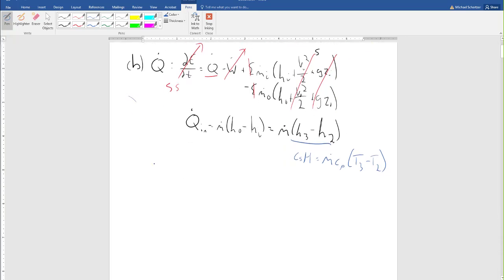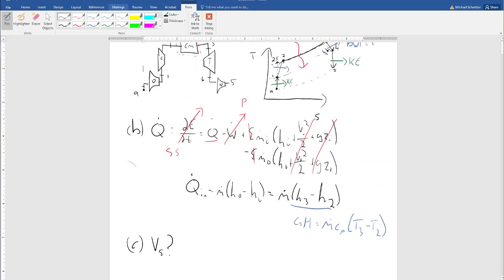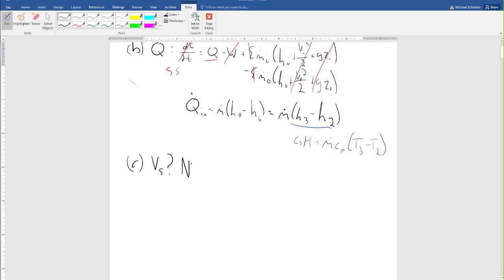Part C, I think, was: what's the velocity at state 5? If we're trying to find the velocity at state 5, and you don't know what to do, it's thermodynamics, so do the first law. You've got to do the first law and touch state 5. So how about we do the nozzle? This is going to be for the nozzle.